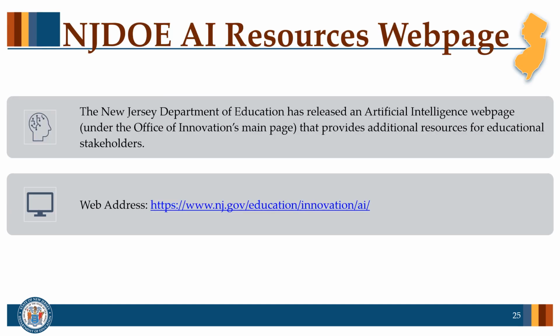This webpage provides an overview of AI, similar to the information on the webinar, and provides resources to learn more about AI, resources for educators to teach their students about AI, as well as links to further research and reports regarding AI. The webpage, which can be found under the Office of Innovation's main page, will be updated regularly to keep up with the fast-paced changes to AI in the education space.